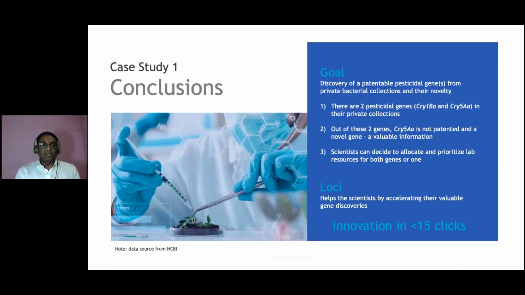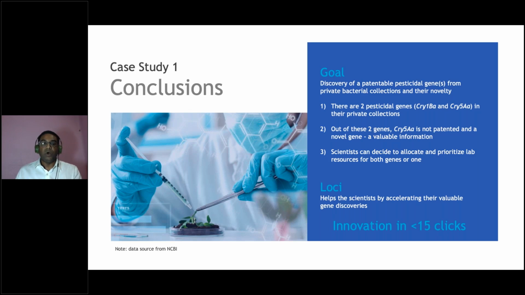With this study, you can see what objectives we achieved. Loci helped them discover that there are 2 pesticidal genes in their private collections. Out of these 2 genes, one of them is patentable, and it is a novel candidate gene, which I guess is very valuable information for the scientists. This discovery will help them decide whether to allocate and prioritize lab resources for both genes, or 1 gene for all the downstream lab analysis.